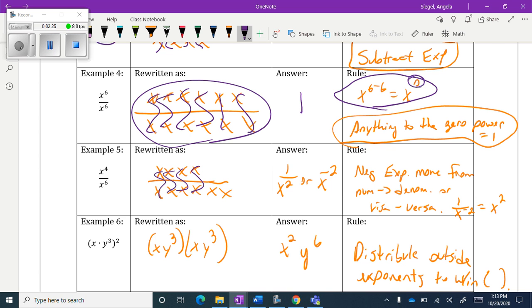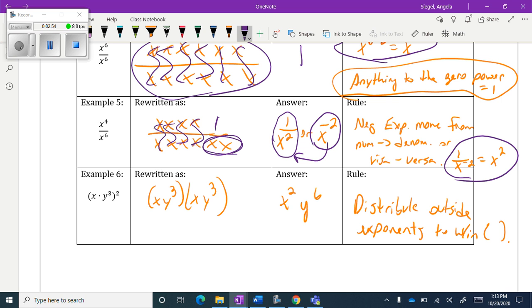In this one, we have 2 x's on the bottom and none on top. So my answer would be 1 over x squared. That is the same thing as x to the negative 2 power. When you have a negative exponent, we move it from the numerator to the denominator, or in this case, from the denominator to the numerator. That's how you deal with negative exponents.